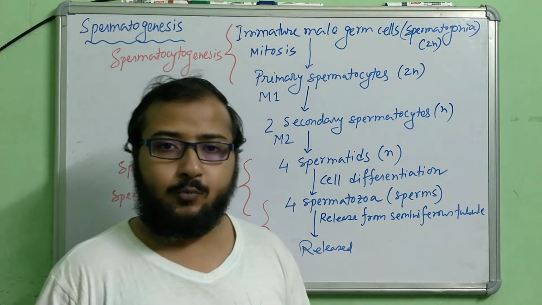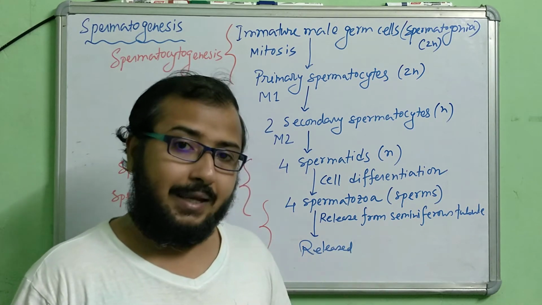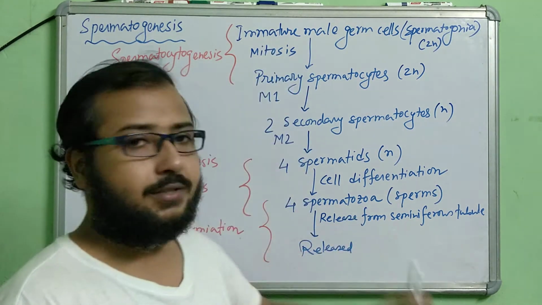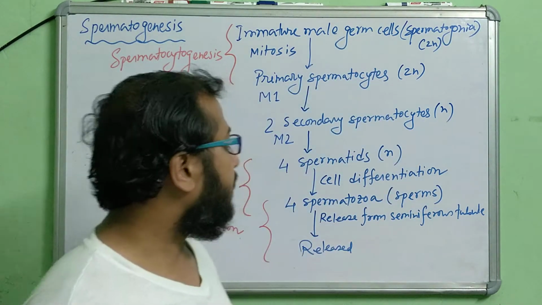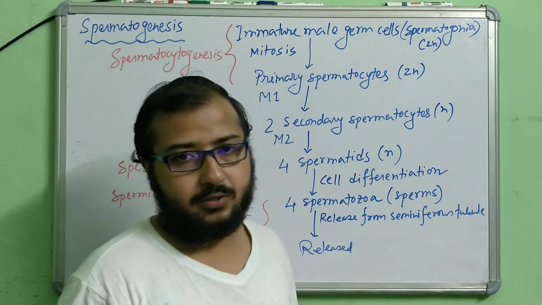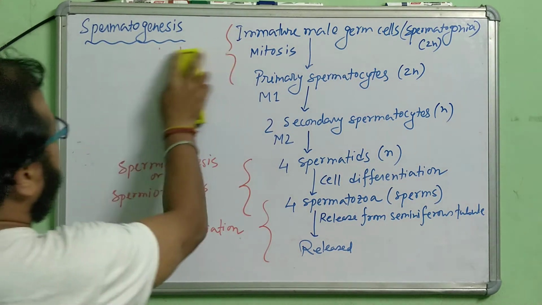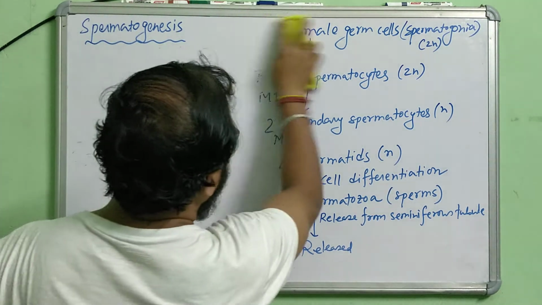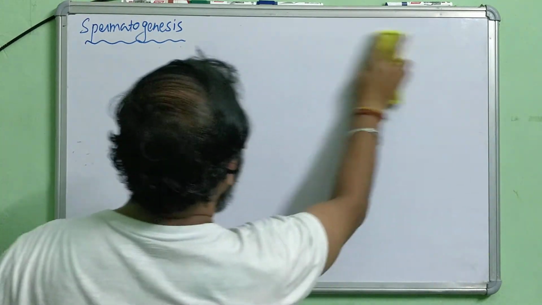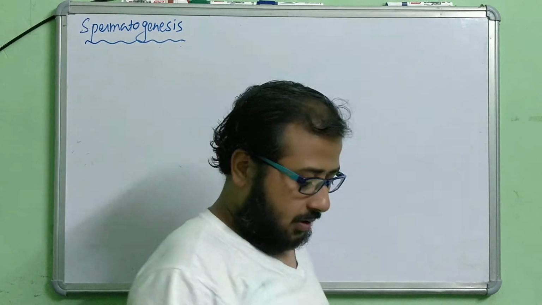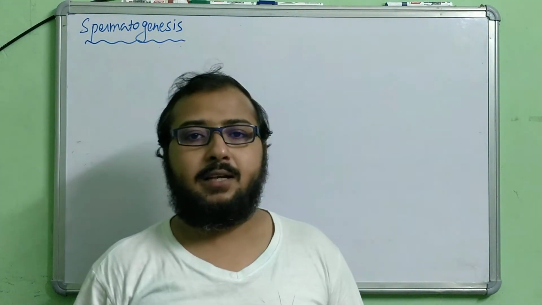Now I am going to the next step, how different hormones play a role in this spermatogenesis process. There are many hormones that play a very important role in the spermatogenesis process. That is what we are going to discuss now. So first of all, what happens is the role played by the hypothalamus.